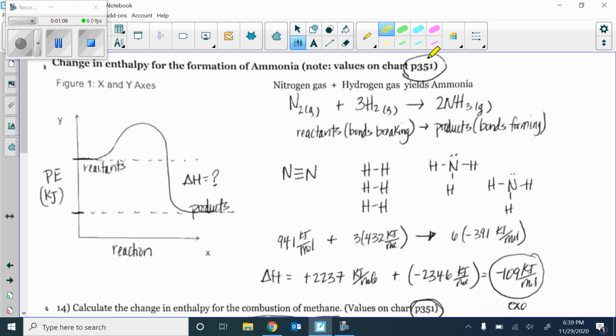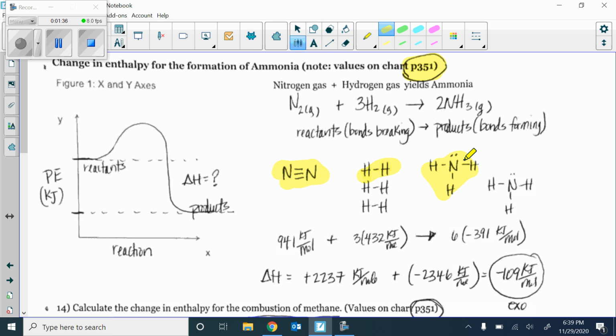Okay. So the first thing is we need to pay attention to page 351. You're going to see on there a chart of all kinds of these values that I have down here. The other thing that you're going to see is that they have drawn out these structures for you for the most part. It is something that AP will do the same. Sometimes they even draw all the structures and you just have to apply it. So it just really depends how the question is written.